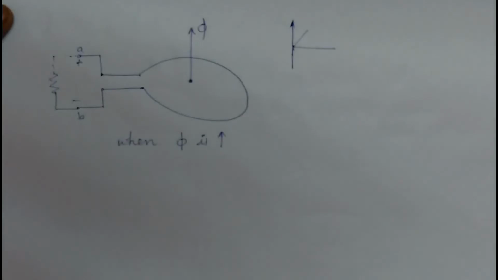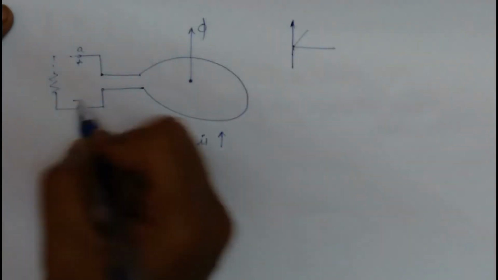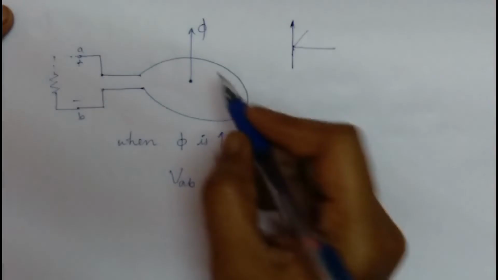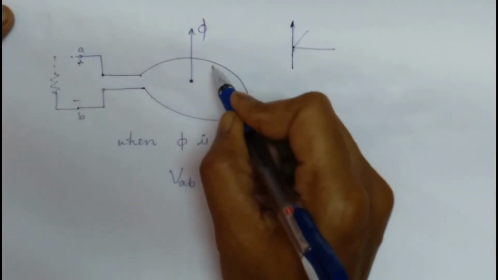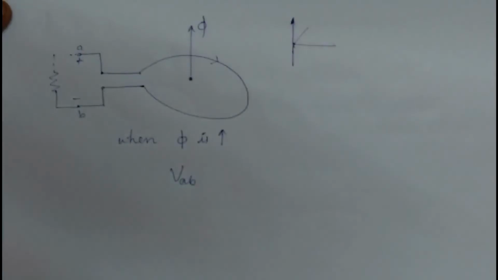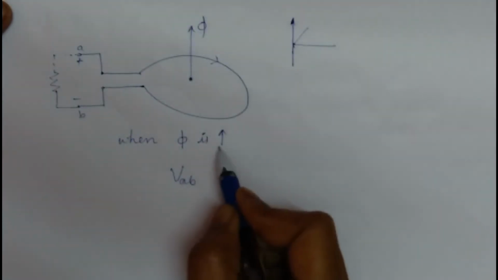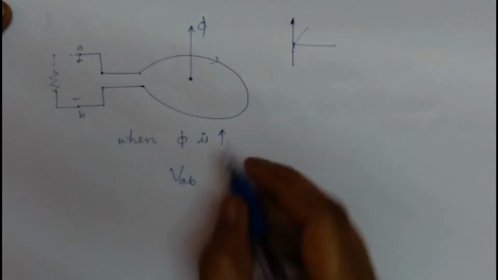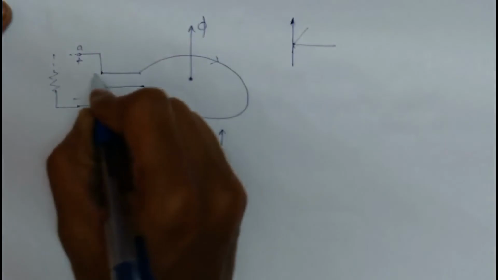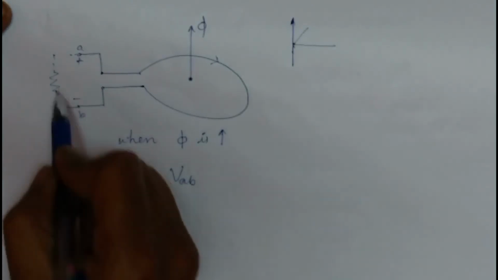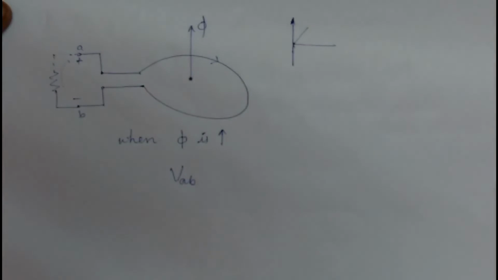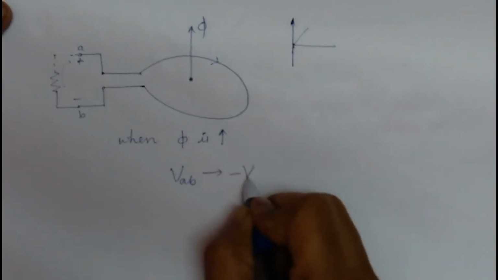for this polarity of VAB, we have to check whether VAB is positive or negative. Our current direction should be in this way, so that flux will be downward, and this increase in flux towards upward is opposed. For the current direction to be in this way, our VAB should be negative. So VAB should be negative when phi is increasing.